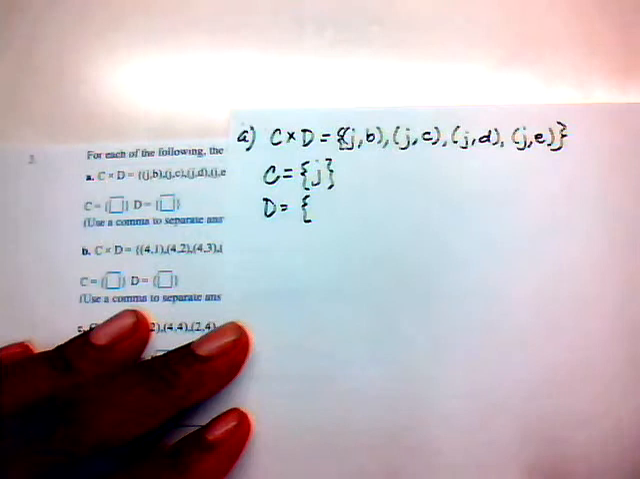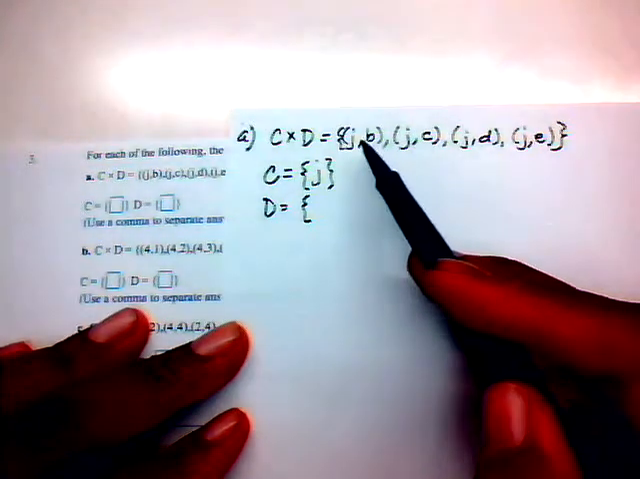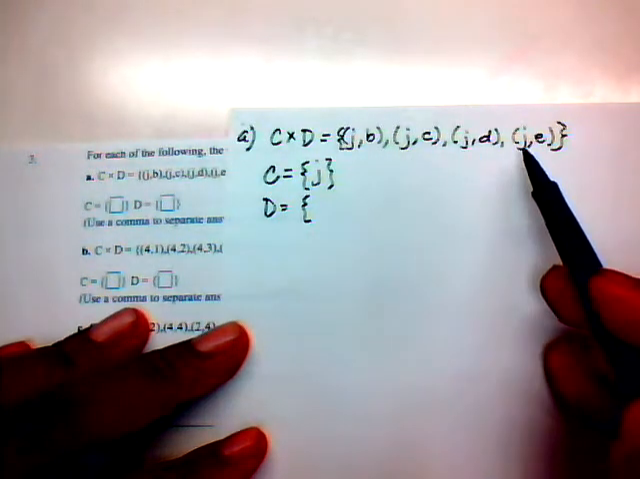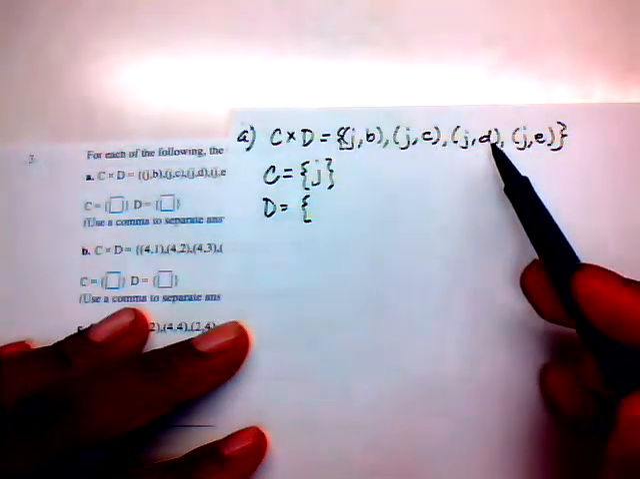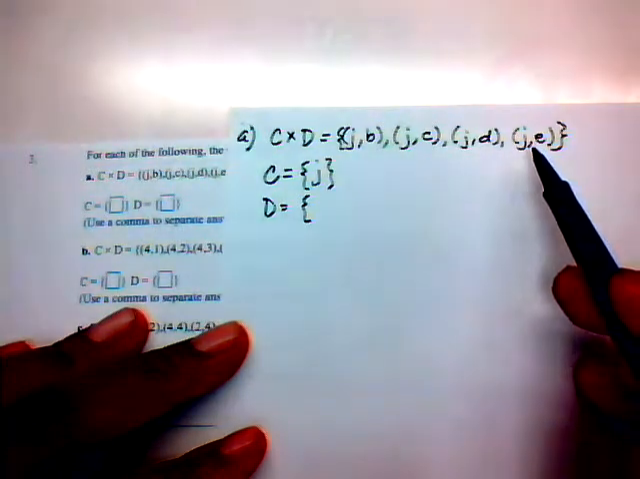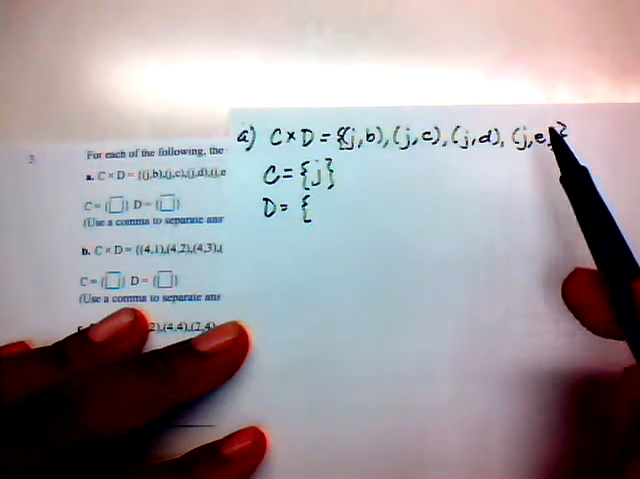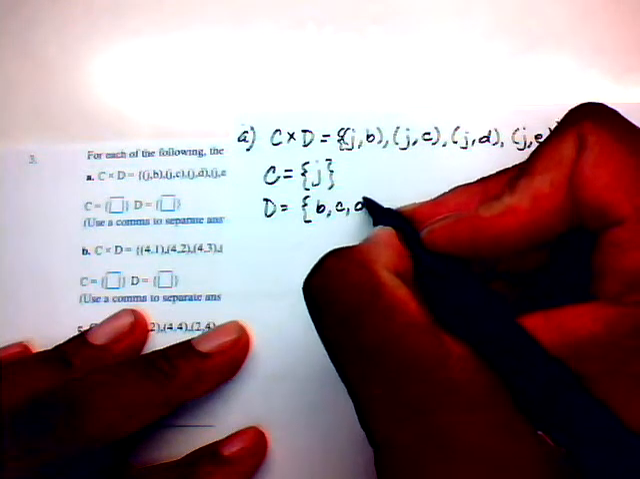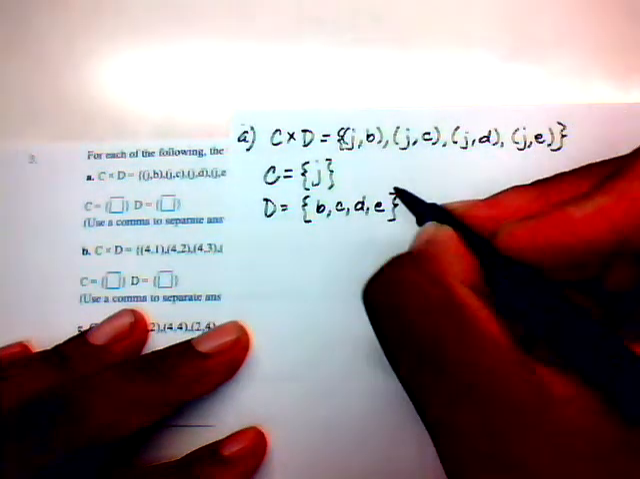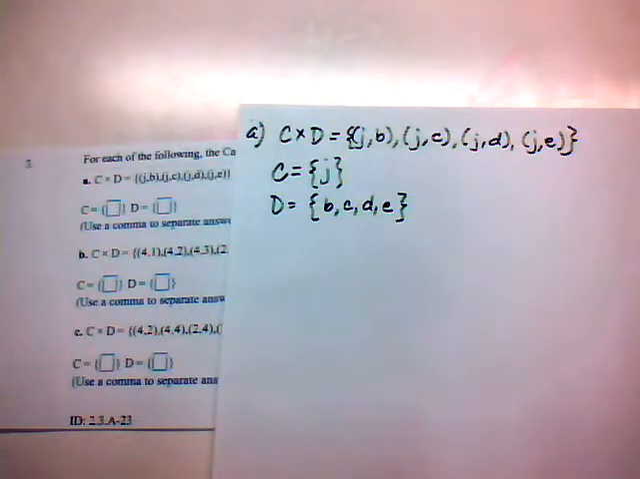And it was the only element in set C, because if you can see, the first letter in each of those ordered pairs is the same. The second element came from D. B, C, D, and E were in set D. Okay, so in this case, C has the element J, and set D has the elements B, C, D, E.